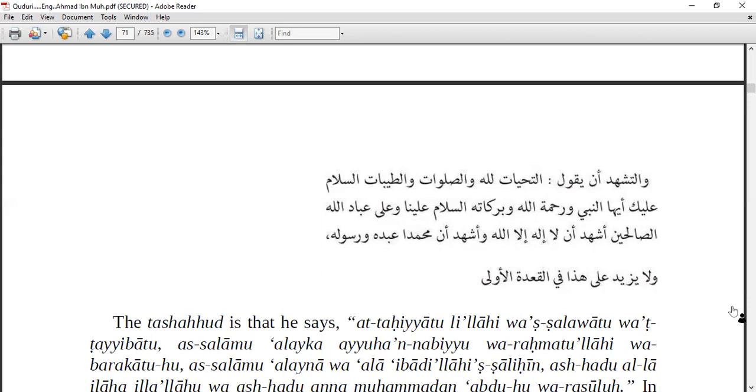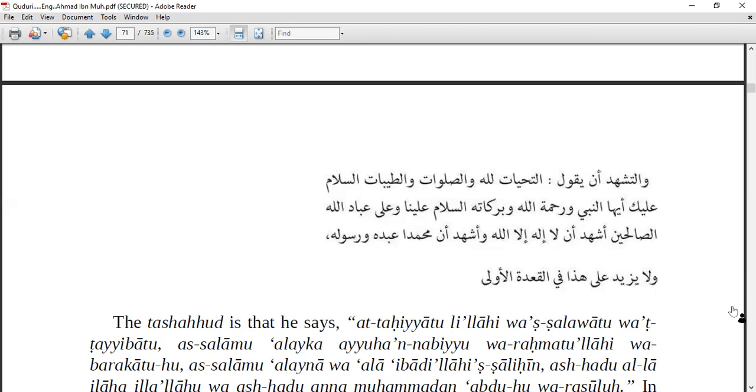التحيات المباركات الصلوات الطيبات لله سلام عليك أيها النبي ورحمة الله وبركاته سلام علينا وعلى عباد الله الصالحين أشهد أن لا إله إلا الله وأشهد أن محمدا رسول الله. Right? So this is another form of tashahhud. There's also another form of tashahhud by the name of tashahhud Ibn Umar radiallahu anhuma. So any of these tashahhud, you can recite any of these tashahhud. The wajib of the tashahhud will be met by doing so, right?